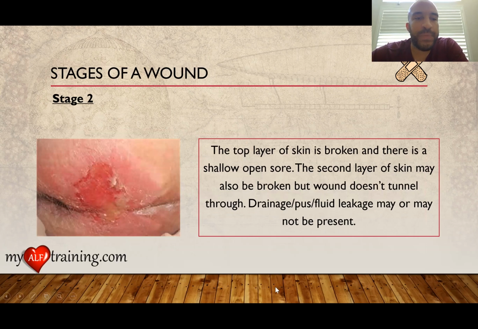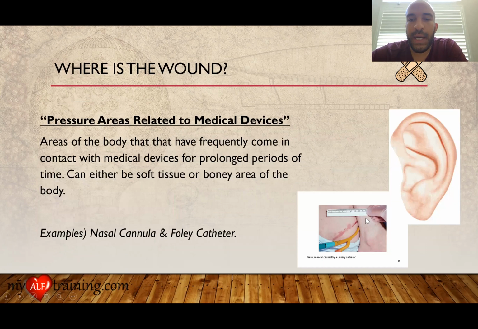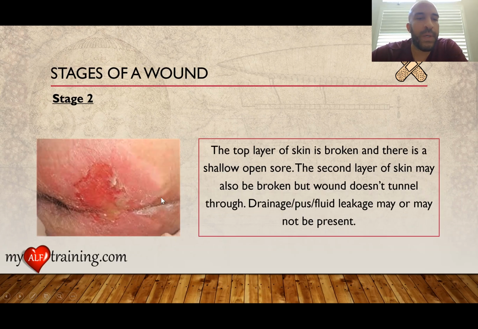A stage two, as you can see, the skin is broken. This area here is still reddened, but you can see it's a brighter red on the inside of the wound, and the skin is broken. That is why, on this slide, I said it looks like it was forming a stage two, but it's hard to tell from this picture. So stage two, let's read.